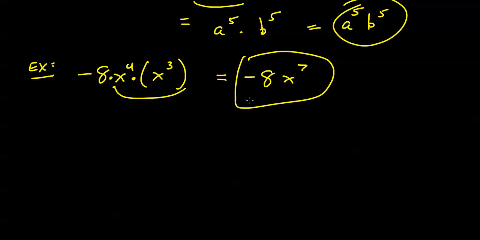So that's our product rule for exponents. Next I want to talk about our power rule for exponents. The book calls this rule the power rule for exponents.